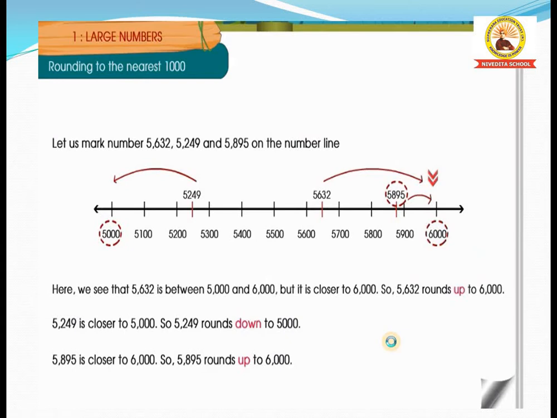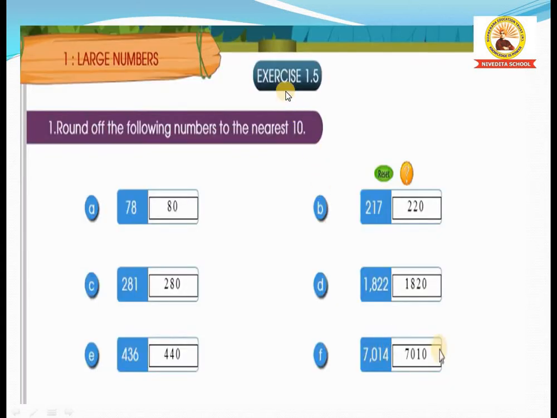So understood now? Now let us solve the examples. Exercise 1.5, round off the following numbers to the nearest 10.